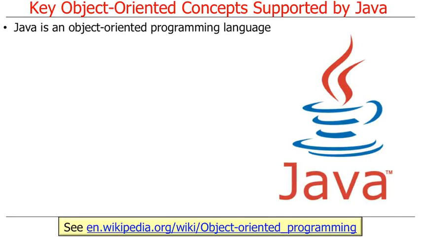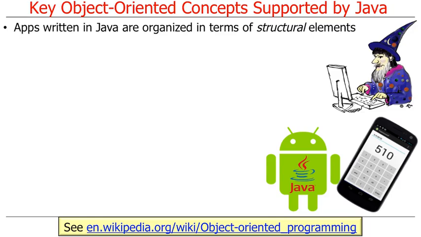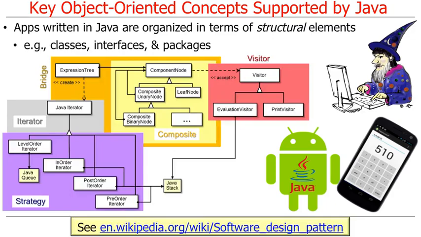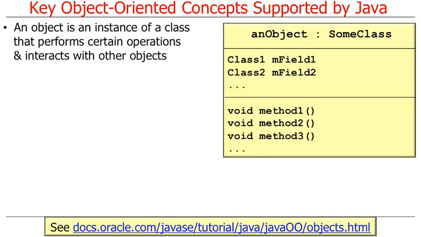Java is an object-oriented programming language, which means that apps written in Java are organized in terms of structural elements, such as groups of classes, interfaces, and packages, whose arrangements are guided by design patterns. These structural elements are used to create, access, and manipulate objects, which are instances of classes that perform certain operations and interact with other objects in an app.